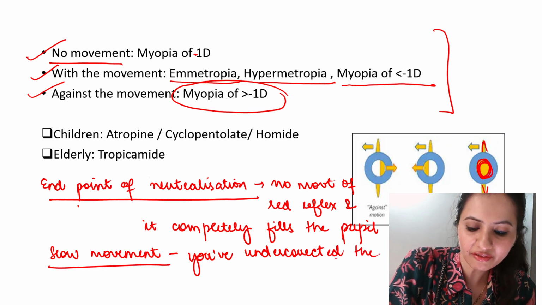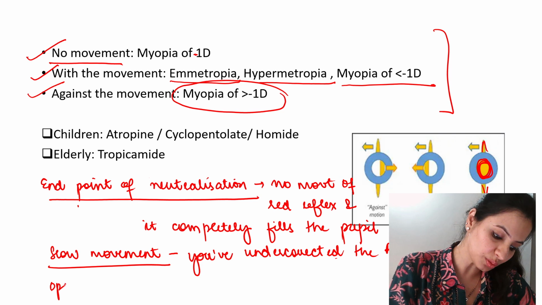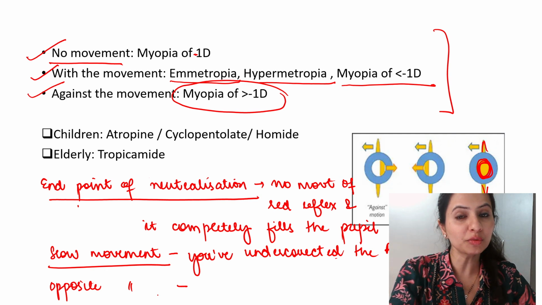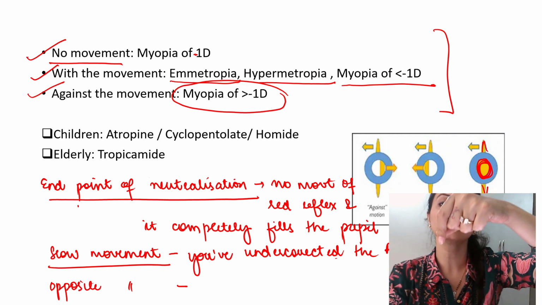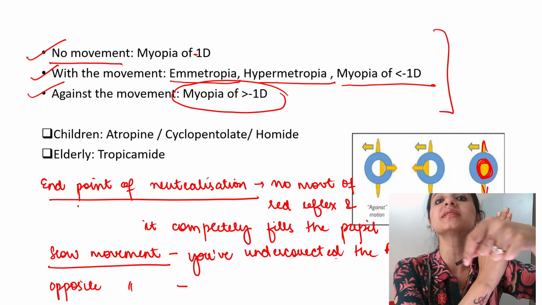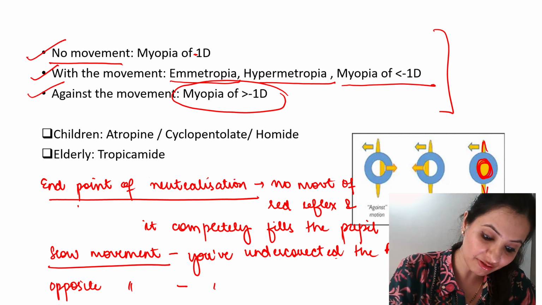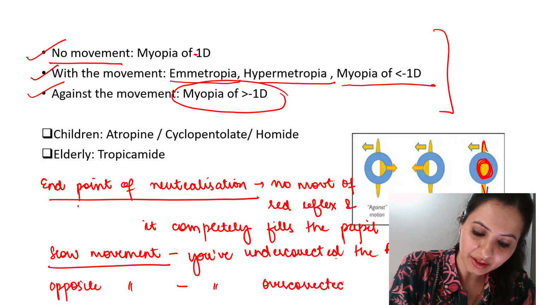the refractive error. And sometimes what happens is you start getting the opposite movement. The reflex which was initially with the movement, now after applying a lens, the movement of the red reflex is in the opposite direction. What does that signify? That signifies that you have over corrected the refractive error.